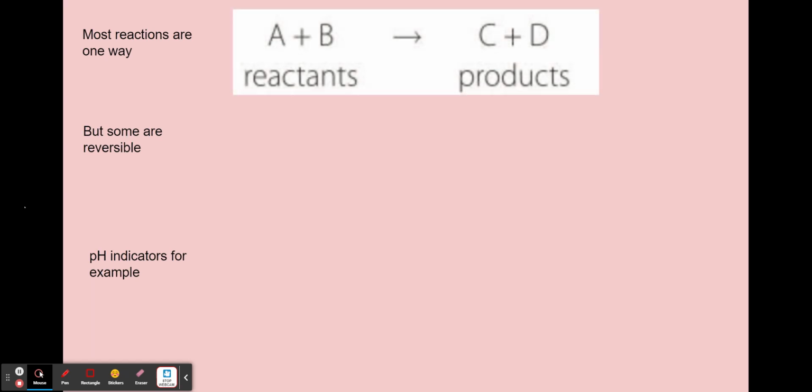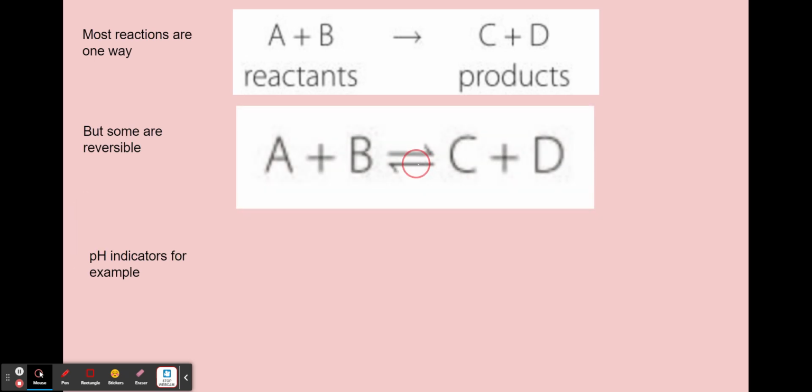So in this example here, you can see that the reactants that are referred to as A and B are reacting with each other and becoming C and D. When A and B have been used up, the reaction will be over and you will have C and D present. However, some reactions can go in both directions, and we represent that with this symbol here.